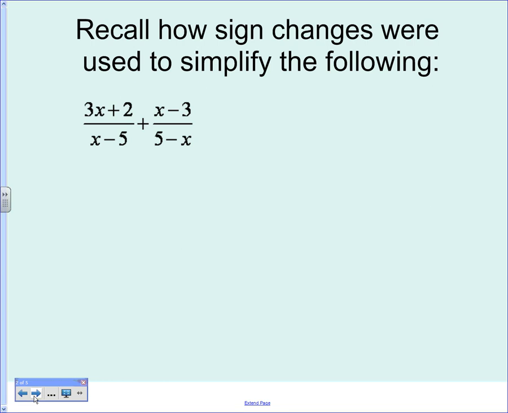You remember doing problems like this before? Okay, see if you can do it correctly. If you don't remember, you can look up here.